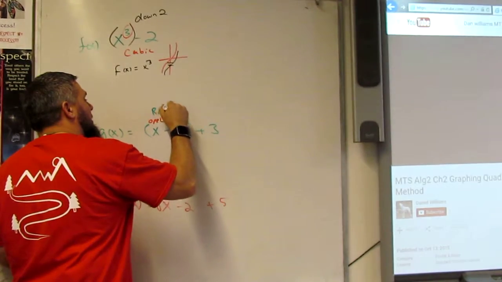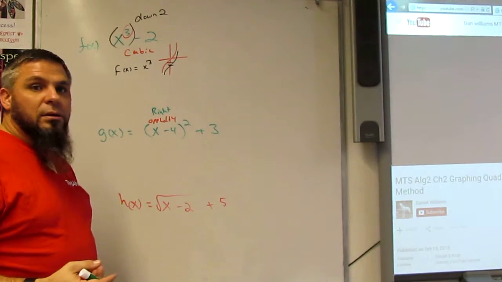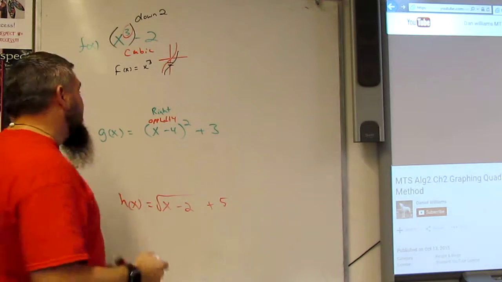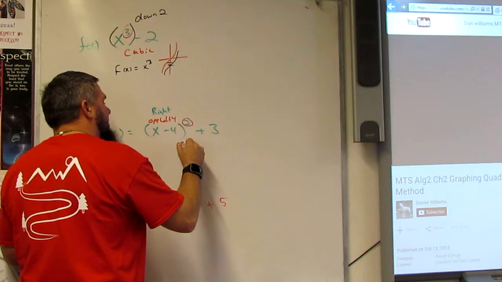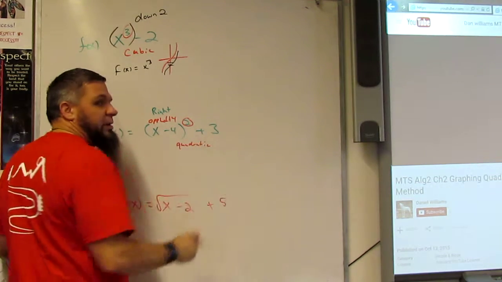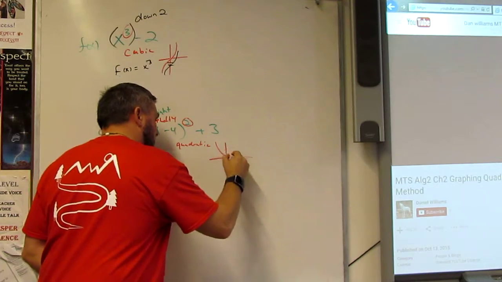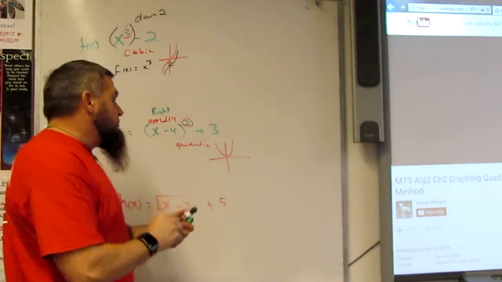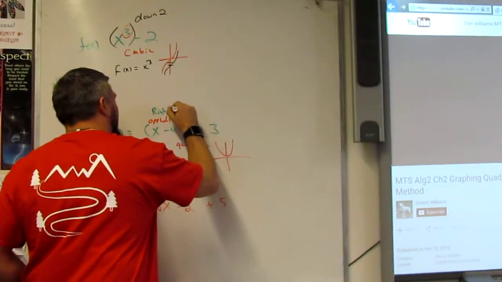Is this a quadratic? It has the 2. Good. This tells us that we have a quadratic, which looks like a U. Okay? And so I'm moving that right 4, you said.